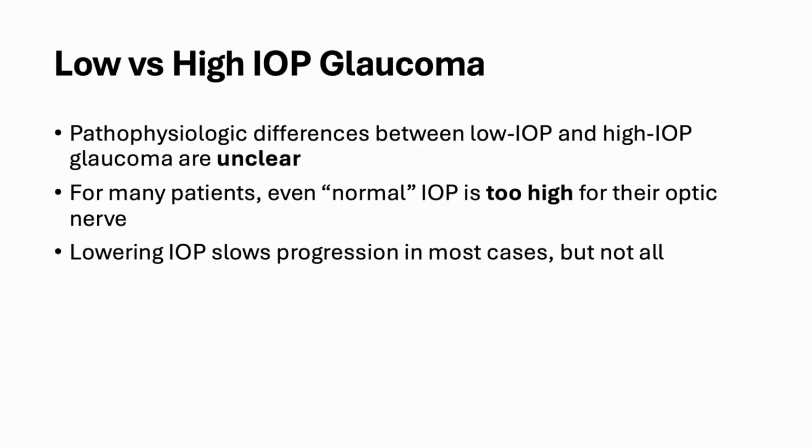Low versus high IOP glaucoma is still not well understood. Some patients suffer optic nerve damage even when their IOP is within the statistical normal range, indicating that this level of pressure may still be too high for their optic nerve. In most cases, lowering IOP slows disease progression, but this strategy is not universally effective.